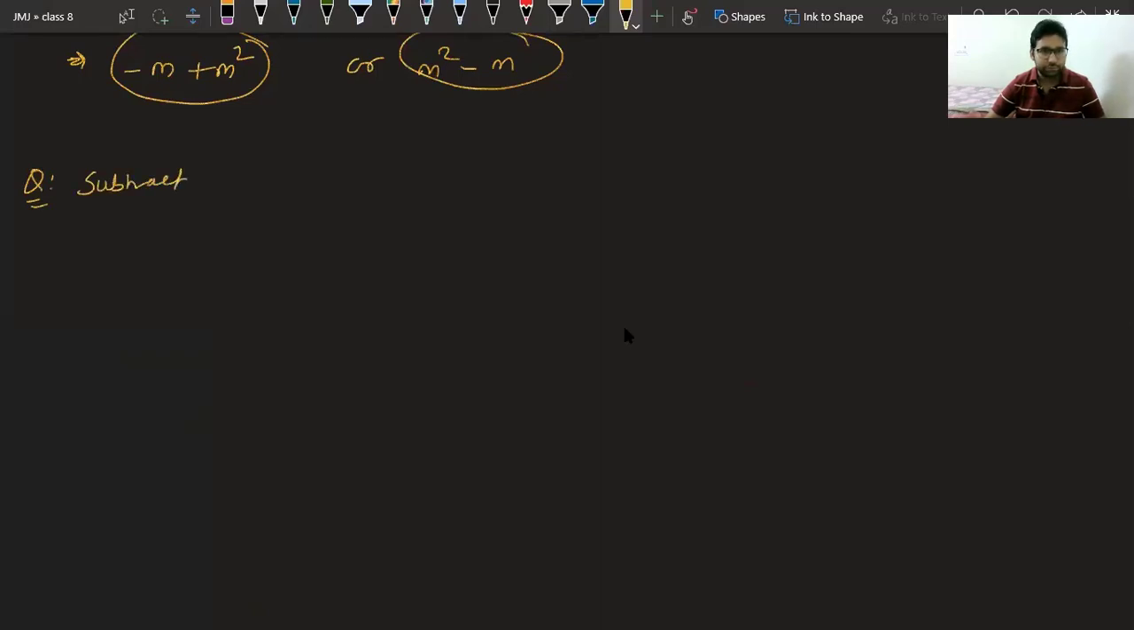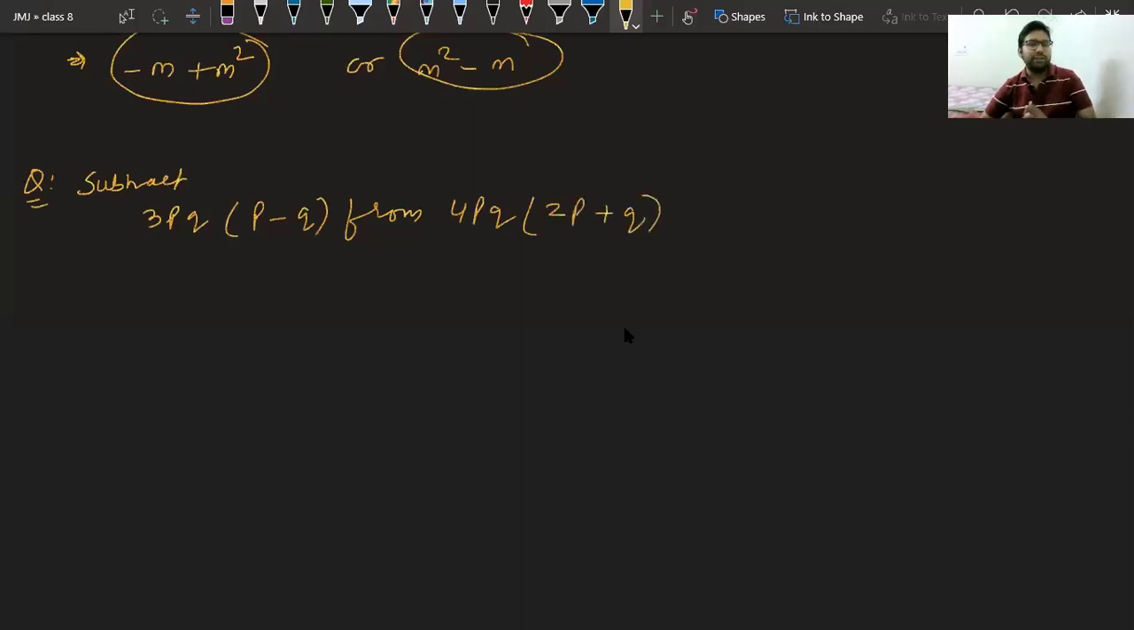Subtract 3pq(p minus q) from 4pq(2p plus q). Tell me the answer. You have to subtract the first term from the second term.